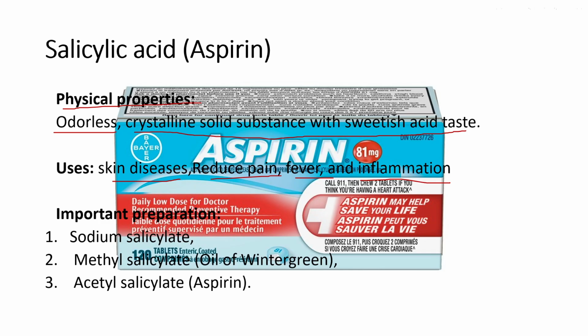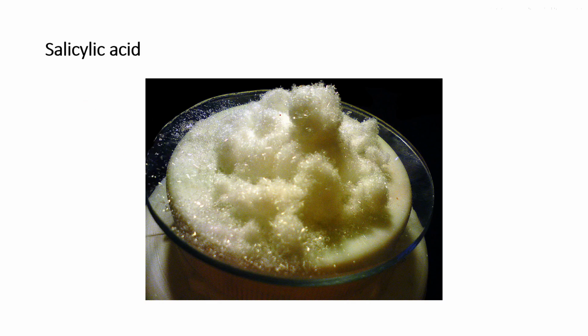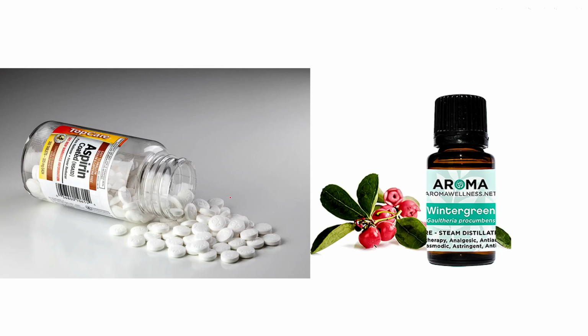What are the important preparations? These are sodium salicylate, methyl salicylate, which we call oil of wintergreen, and acetyl salicylate, which is the real aspirin. This is the crystalline structure of salicylic acid. We use it in medicine and we use it for different aromas.